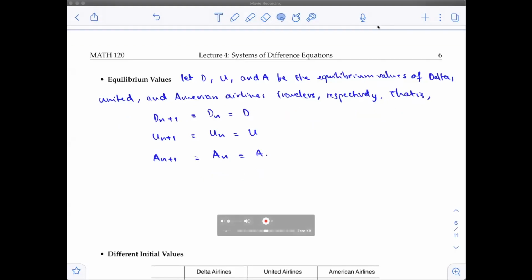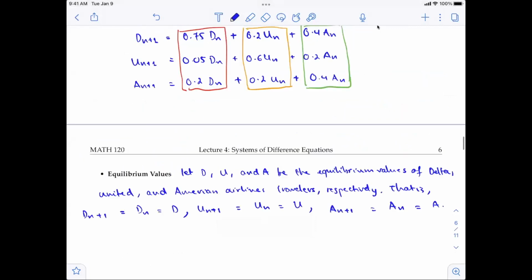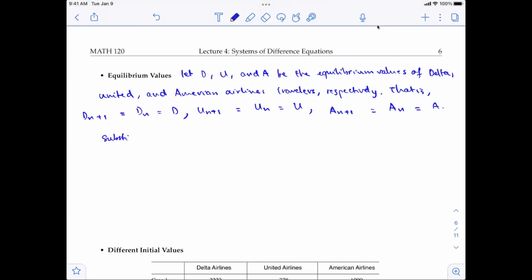So let me move these things around so I have more room to write. Now you substitute D, U, and A into the system that we built up here. We get that D equals 0.75 D plus 0.2 U plus 0.4 A.